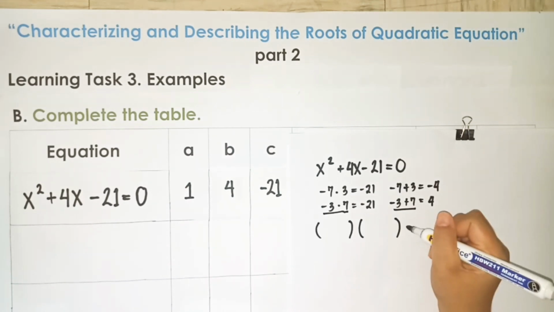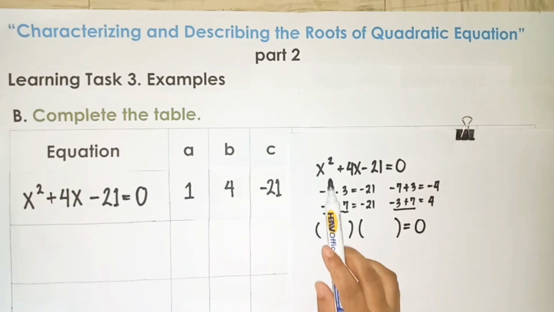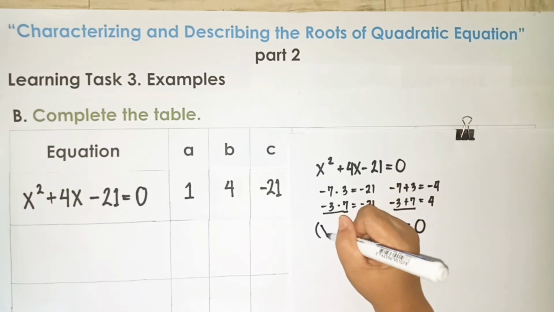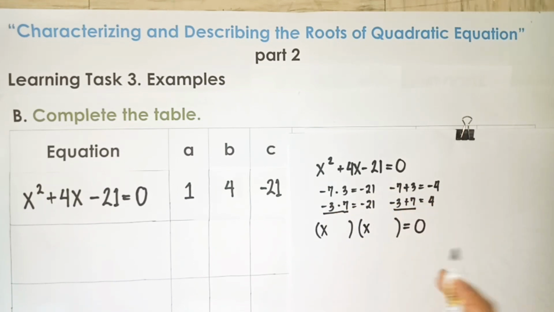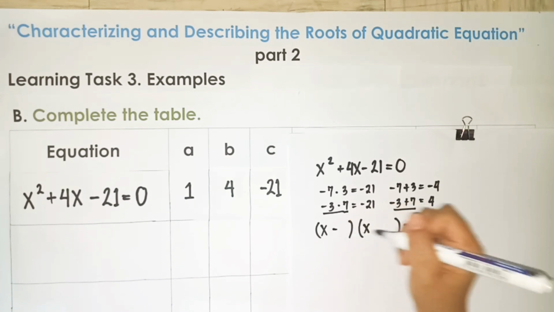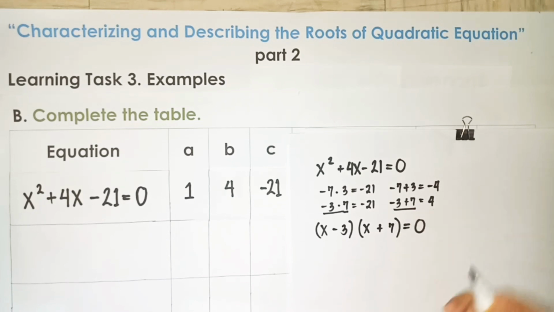So, next equation we have, don't forget the 0. Okay, we have x squared. What are the factors of x squared? That is x times x. And then, we're going to use the negative 3 and positive 7. So, we have negative and positive. So, negative 3 and positive 7. It's okay kahit magkabaliktad sila, as long as ginamit mo yung negative 3 and positive 7. So, we already factored the equation.